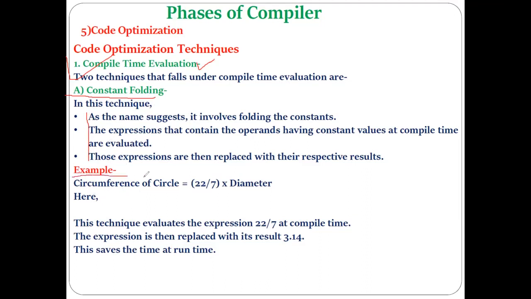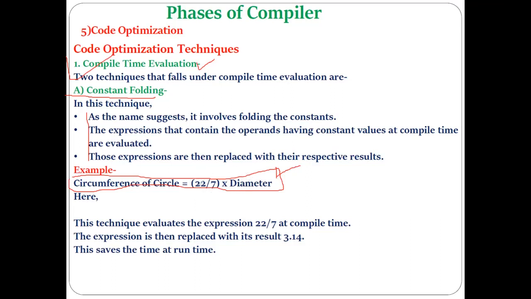For example, in your program you have written this instruction: circumference of circle equal to 22 by 7 into the diameter. Now, in this instruction, can we do the compile time evaluation? Is it possible to do the compile time evaluation of this instruction? This instruction will get executed when we run it.